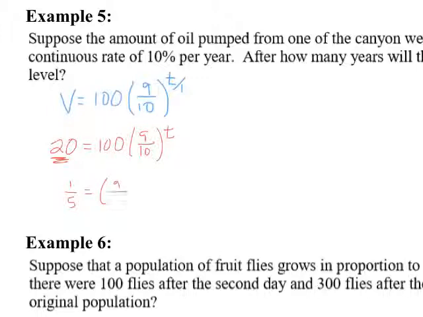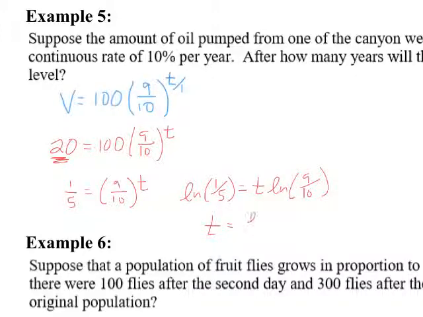1/5 is (9/10)^t, and we want to solve for t, so we're going to take the log of both sides. We get the natural log of 1/5 is equal to t times the natural log of 9/10. And very quickly here we can find the time that we arrive at 1/5. So we just divide that across. And again, here's an exact answer that is very useless to somebody who's running practical answers.